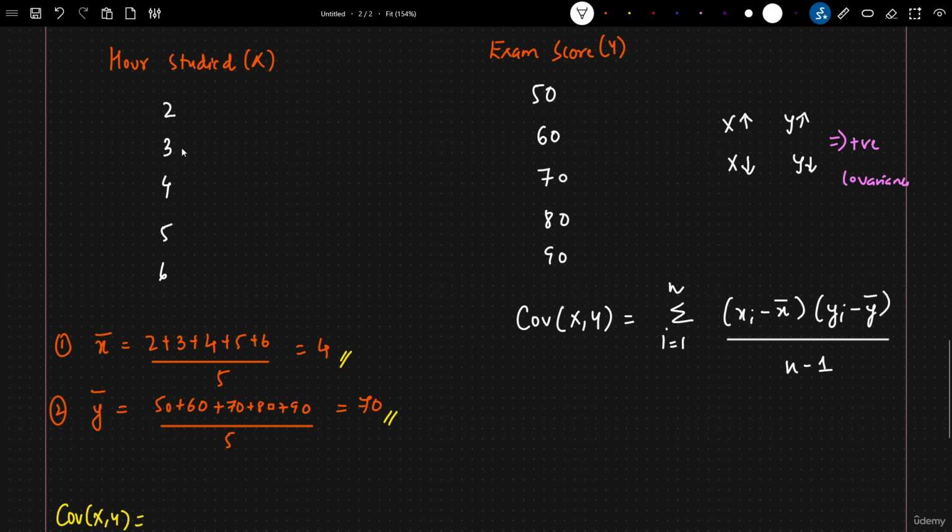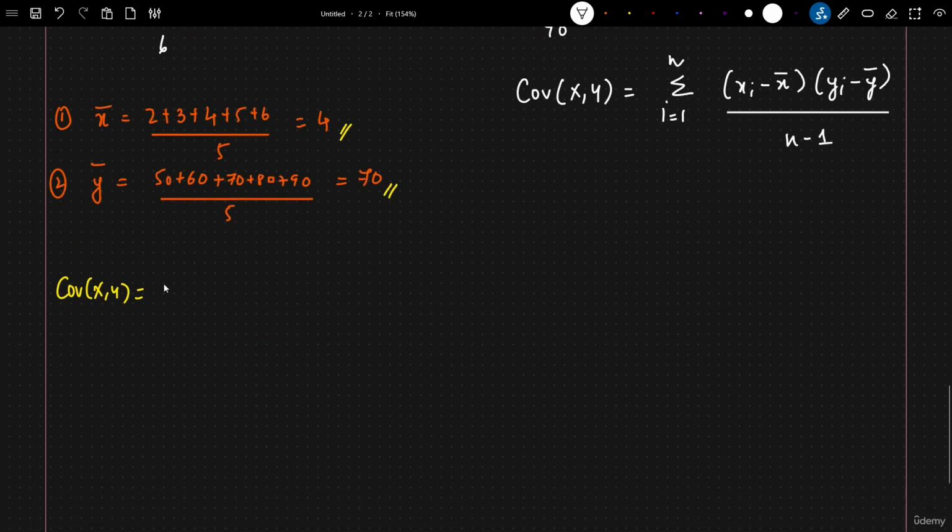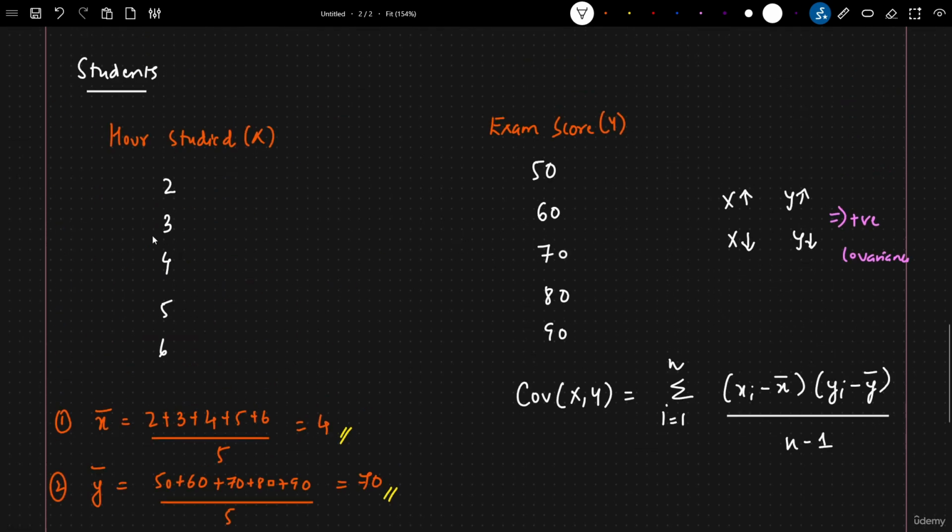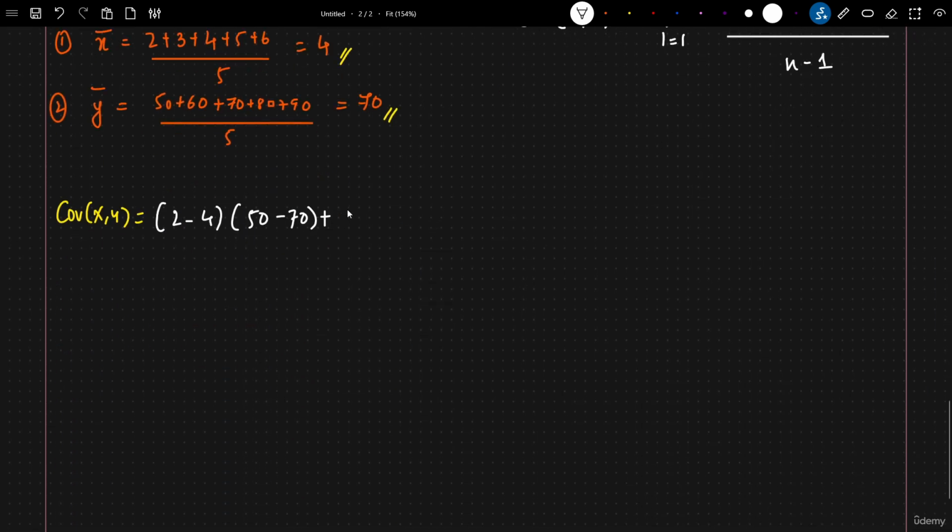So this is my i equals 1, 2, 3, 4, 5. There are a total of 5 records. First I have 2 in x of i and y of i has 50. So I'll write 2 minus, what is my x bar? 4. Y bar I know is 70, and the first value is 50. So 50 minus 70. Now for i equals 2, it is 3 and 60. So 3 minus 4, and 60 minus 70. Similarly, the third number, 4 minus 4, 70 minus 70.